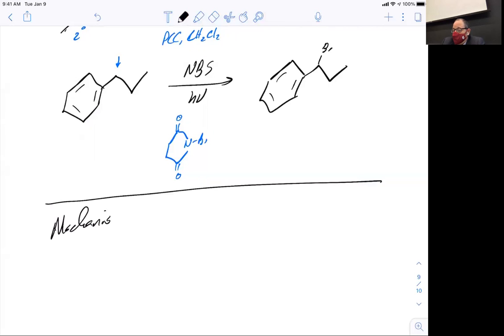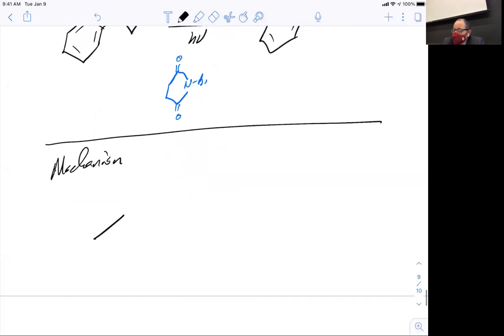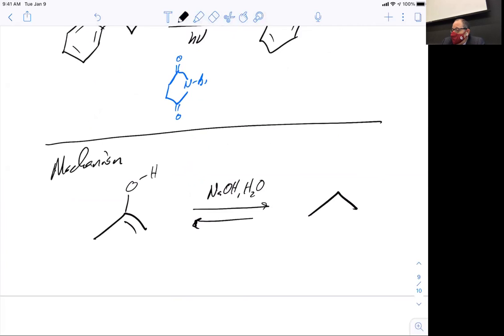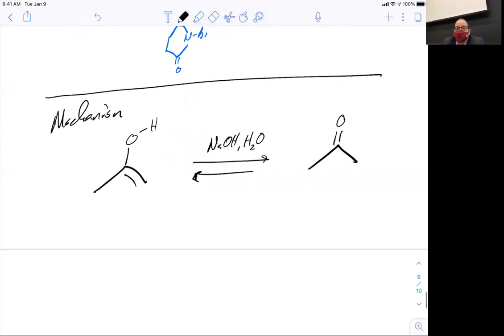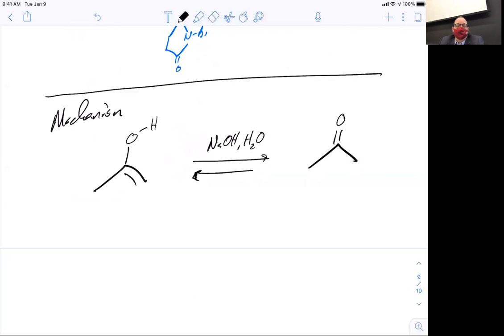Let's do another mechanism. Let's do the tautomerization mechanism. And let's do the base promoted tautomerization.